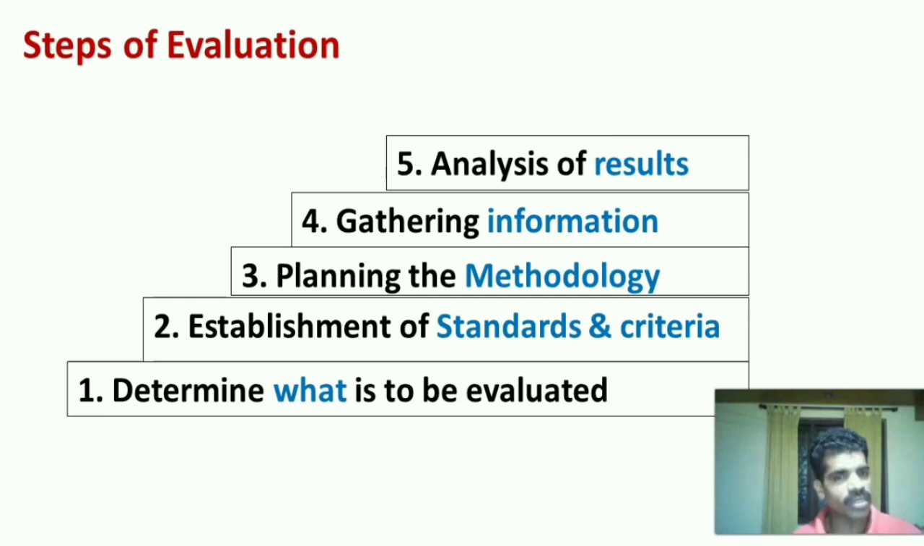Evaluation also has got 5 steps. First one is determine what is to be evaluated. Second one is establishment of standards and criteria. Third one is planning the methodology of evaluation. Fourth one is gathering information by using this methodology. Then finally analysis of the result from gathered information. So steps of evaluation includes determine what is to be evaluated, establishment of standards and criteria, planning the methodology, gathering information, and finally analysis of the results.